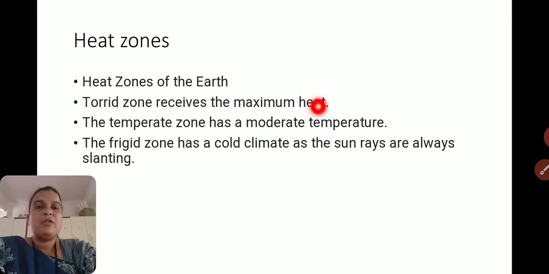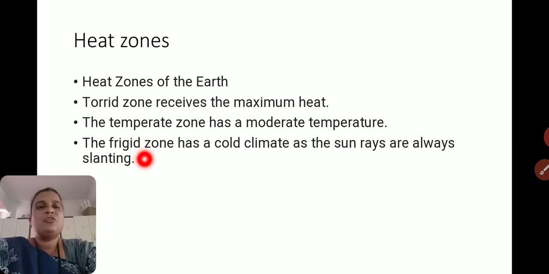It is definitely on the equator, which is at the central part, and that central part receives straight sunlight. Then the temperate zone has a moderate temperature, and the frigid zone has a cold climate, because on the frigid zone totally slanting sun rays fall all the time, and because of that the frigid zone has a very cold climate.